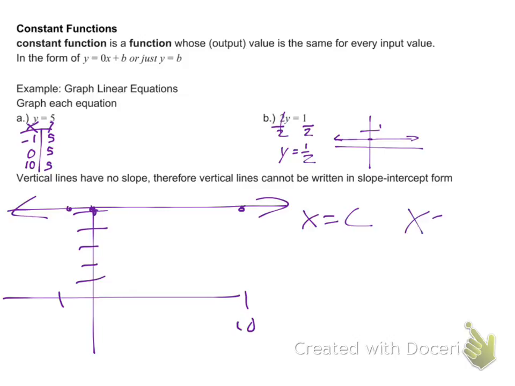If I said something like x equals 2, I just go to 2 on the x and draw a vertical line. That's all x values are 2. Does it matter what y is? No. So 2, 0 works. 2, 5 works. 2, negative 500 works. X equals and y equals lines are very easy to do. There's almost no thinking involved.